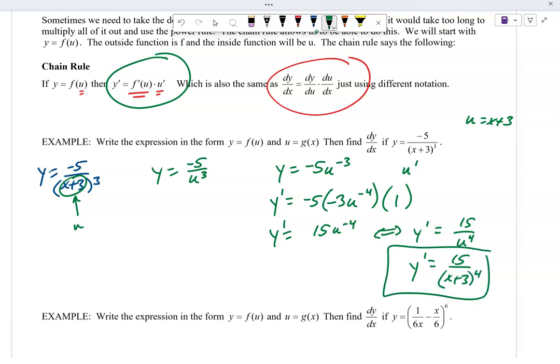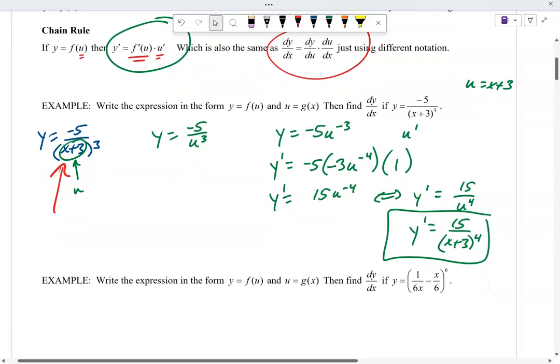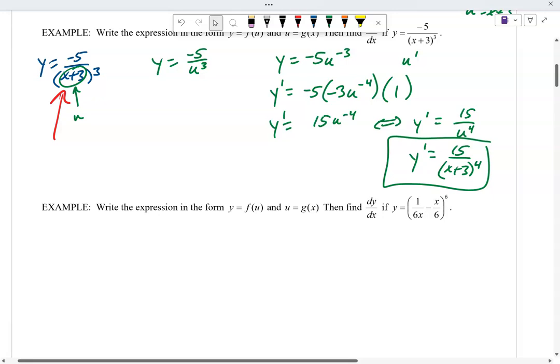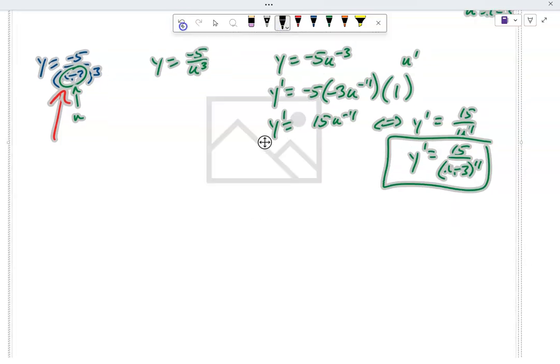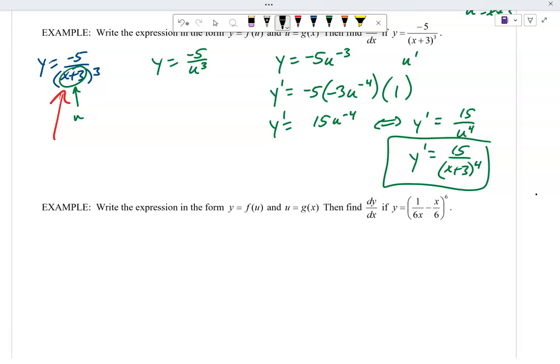So again, it's a composite function. If you have something that's not just an x, like in this case x plus 3, you've got a composite function. Then you've got to take the derivative and then take the derivative of that, and so on. So here's another one. We have y equals (1 over 6x minus x over 6). So we've got this mess to the 6.